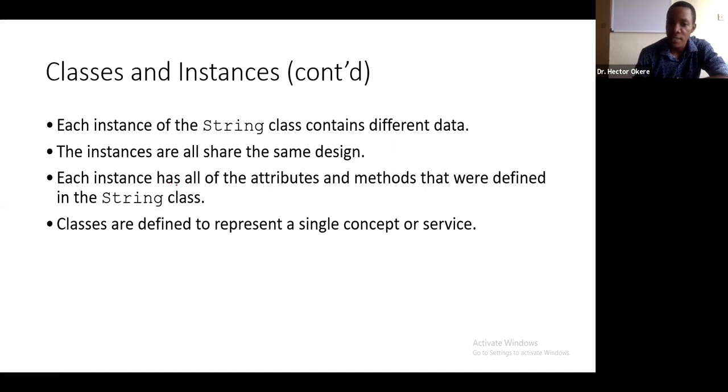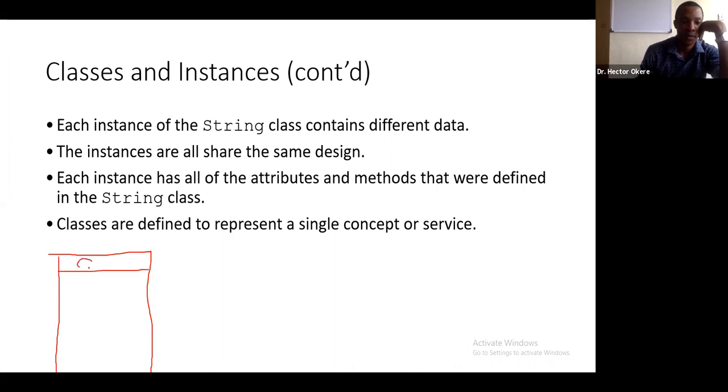What does this sentence mean? Each instance has all of the attributes and methods that were defined in the string class. Now, let me give you an example. MIS 20103 is a class. Everybody in this class must have a name, ID number, student ID, address, age, and many, many attributes.